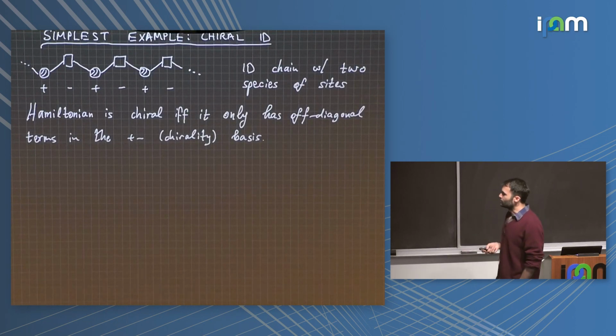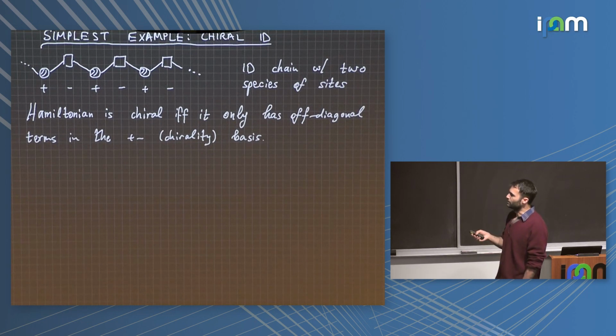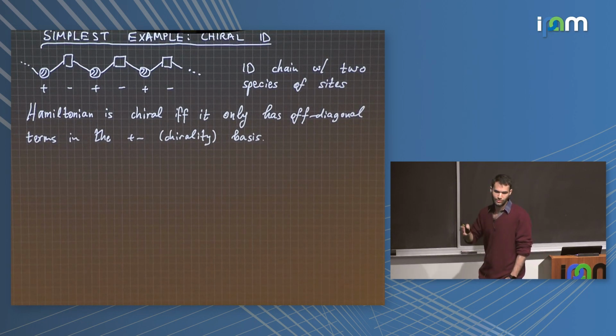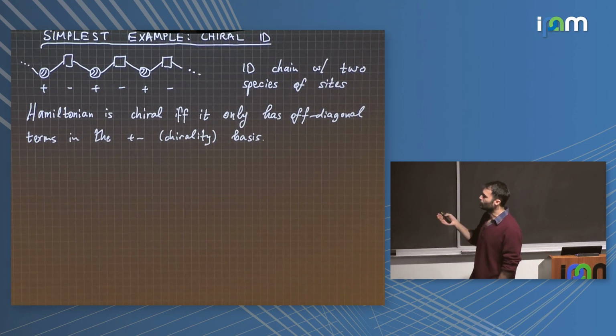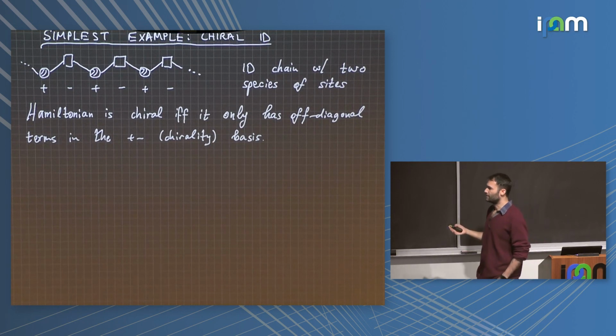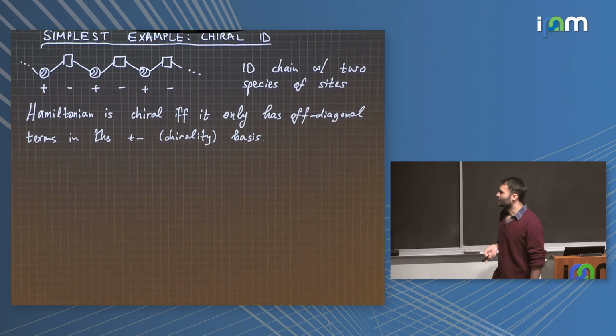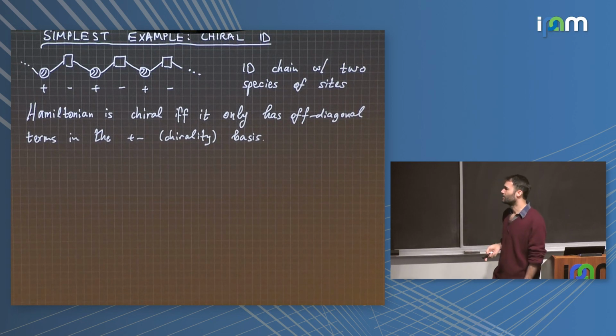All right, so the chiral 1D example is a one-dimensional chain where you have two species of sites, let's say the balls and the squares. One is a plus chirality, the other is minus chirality. Here chirality is just a formal name for now. And you say that the Hamiltonian is chiral if it doesn't have diagonal elements in this chirality basis.